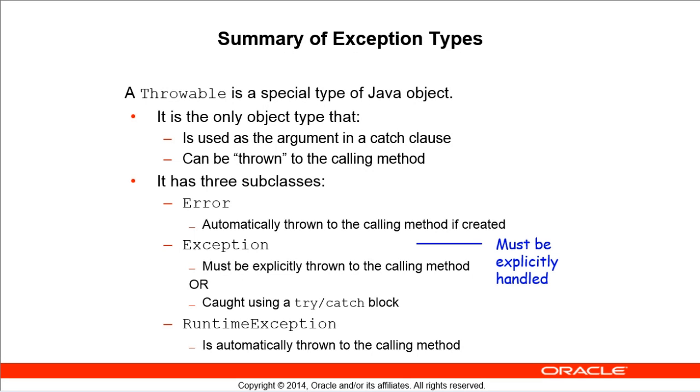An exception that's not a runtime exception must be explicitly handled. An error is usually so critical that it's unlikely that you could recover from it even if you anticipated it. You're not required to check these exceptions in your code. An exception represents an event that may happen and which may be recoverable. You are required to either catch an exception within the method that generates it or throw it to the calling method.